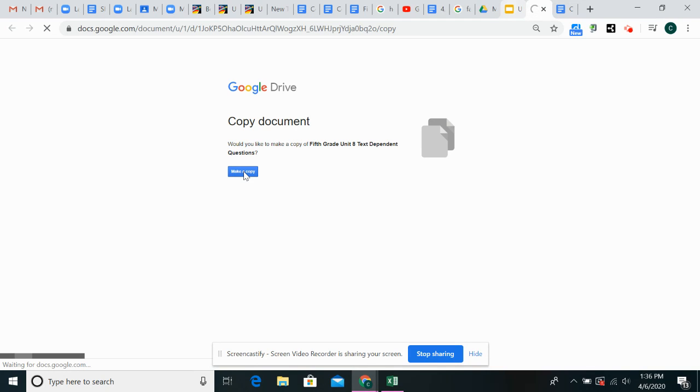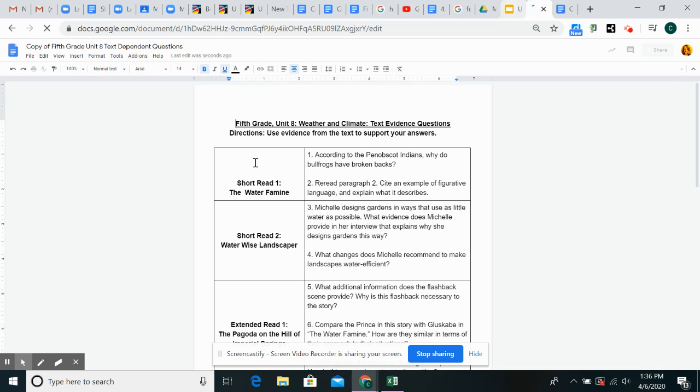And you're not focusing on any other questions except number 1 and number 2 because they directly relate to our short read today. Okay, so see how it says short read 1, the water famine? These are the text-dependent questions that they have asked you. Now, to be clear, it says use evidence from the text to support your answers.